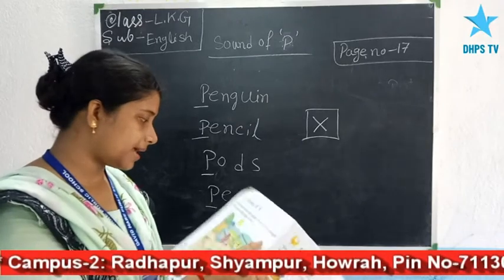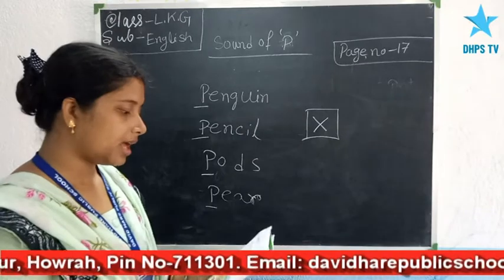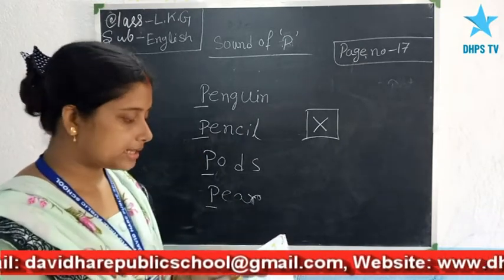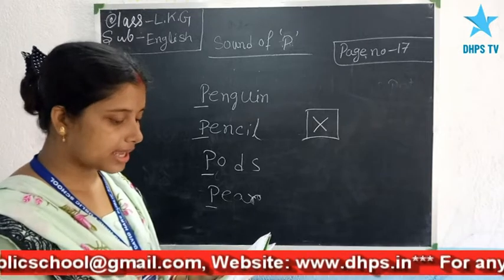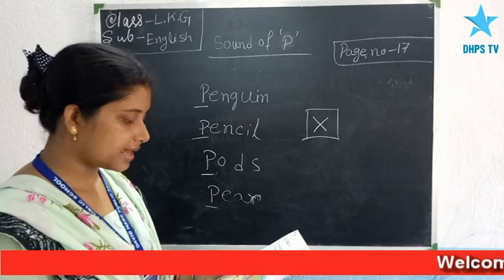Now turn to page number 24. And here the new alphabet is S. In the picture given below, circle all the objects whose names begin with S.